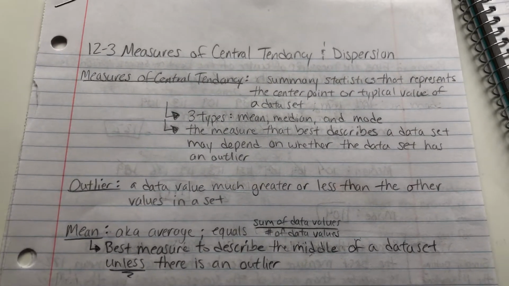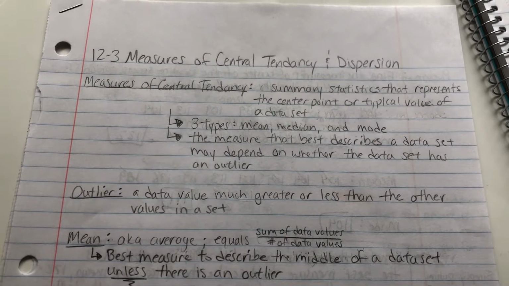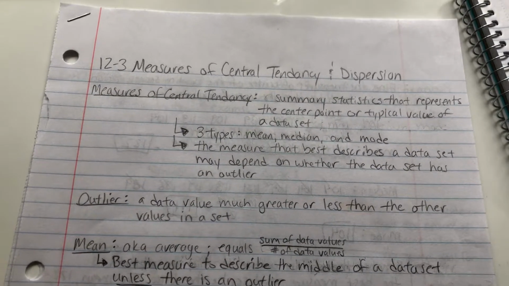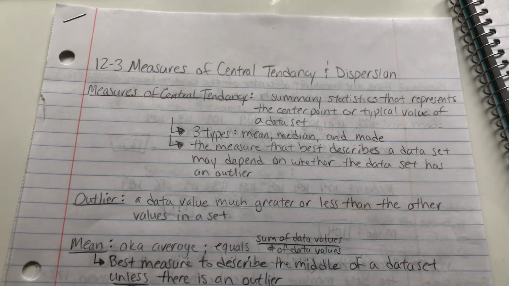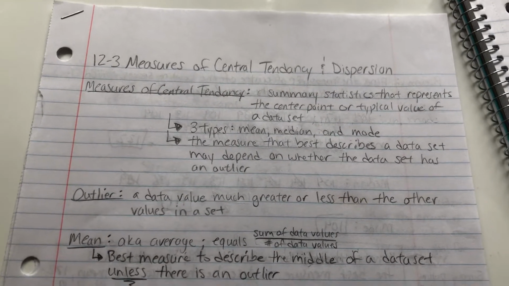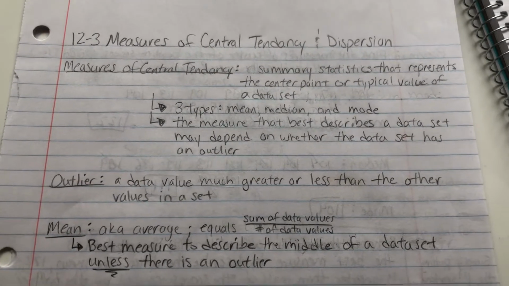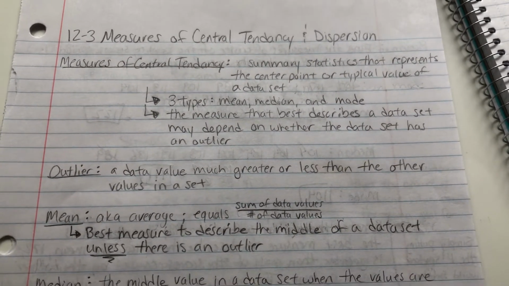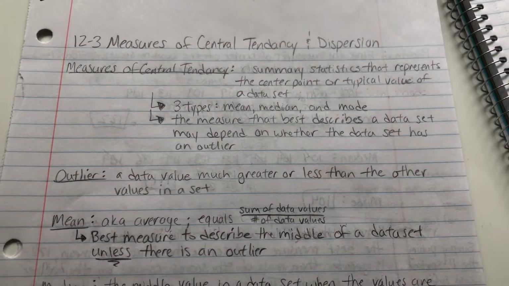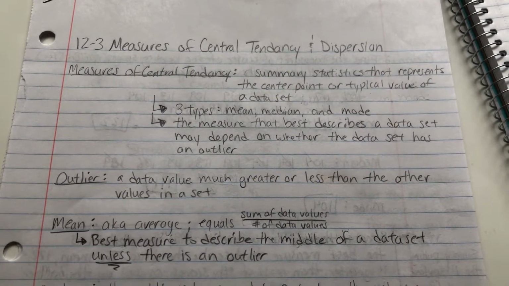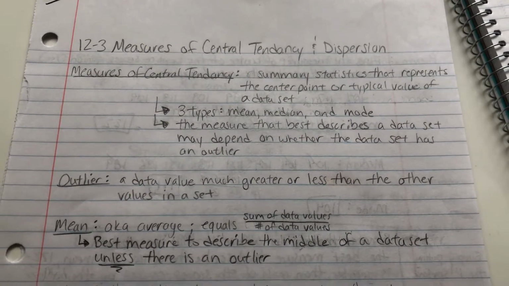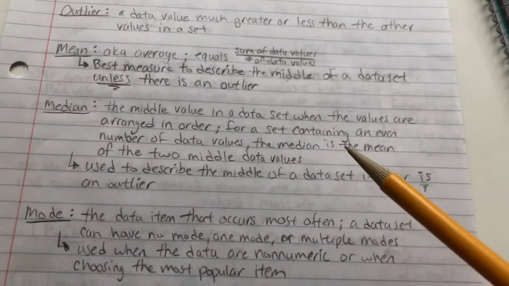Measures of center are going to be your mean, median, and mode. It tells you more about the middle or center of your data. The measure that best describes a data set may depend on whether or not the data has an outlier. And just to review, an outlier is a data value that's much greater or much less than the other values in a set. So it can really throw off your measures if there is an outlier present.